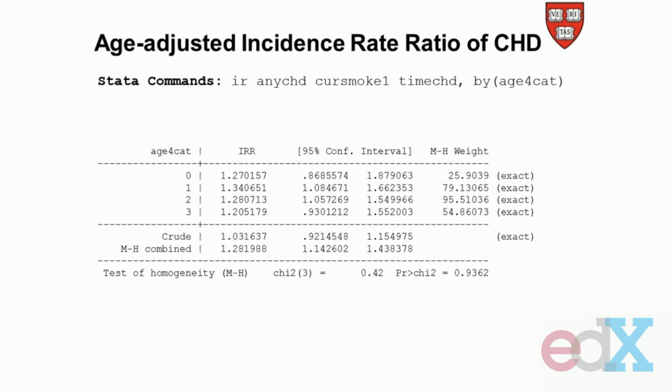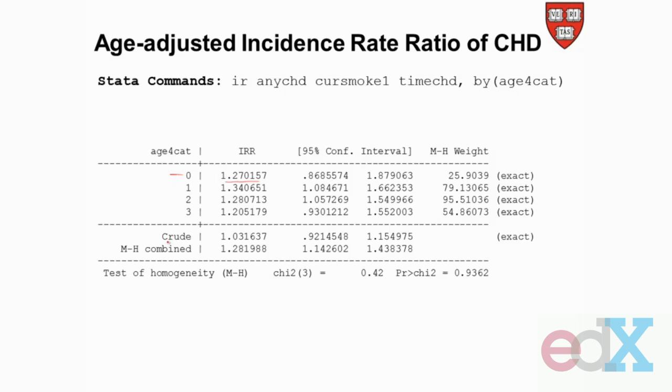Now this window that outputted shows us the incidence rate ratios in each different age category. So for people in the first age category, those less than 40, we can see that the incidence rate ratio is 1.27. Then we can also see the incidence rate ratios for the other age categories, comparing smokers to non-smokers. They bounce around a little bit, so there could potentially be some different effects in the different age categories.